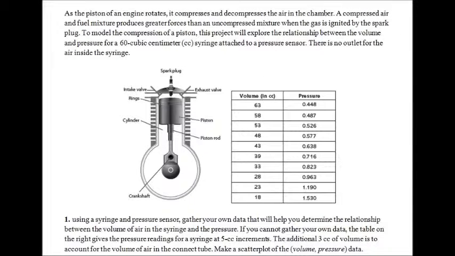The first question basically means, since we have the 5 cc increments shown in the table, we have to predict or find the next 3 cc's of volume to account for the volume of air in the connect tube, which will be shown in the data.